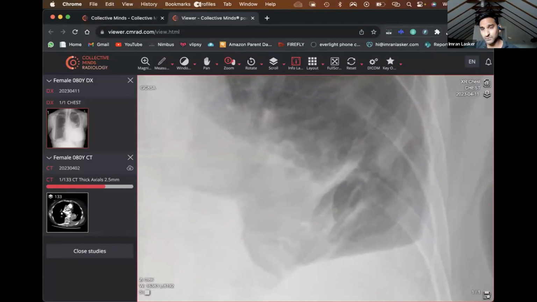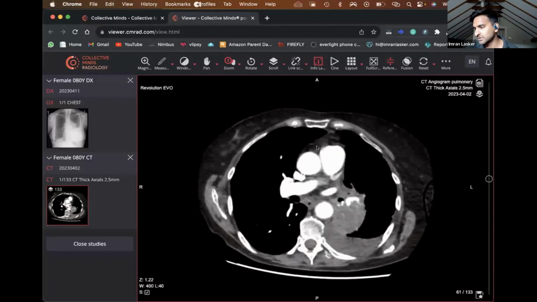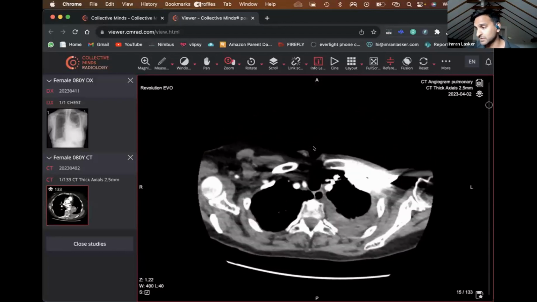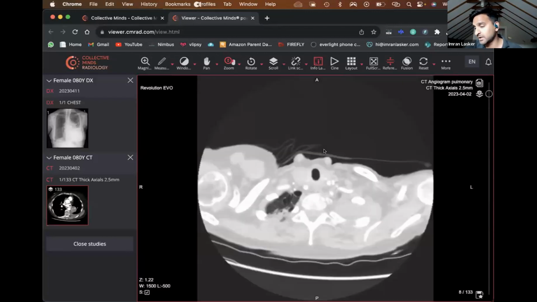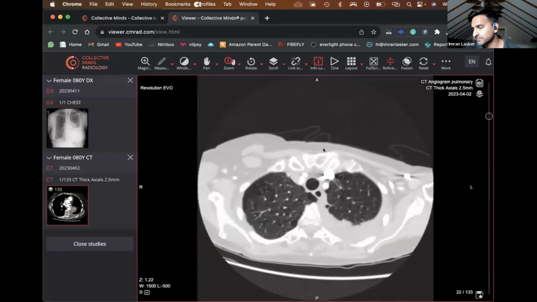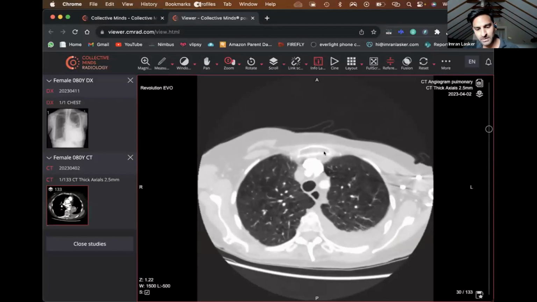On this platform, which I think is very good, you can download the image temporarily onto your browser, and that will make for a much smoother scrolling experience when you go through. Pressing 1, 2, 3 gives you the windows that you would otherwise be used to on a proper PACS viewer.